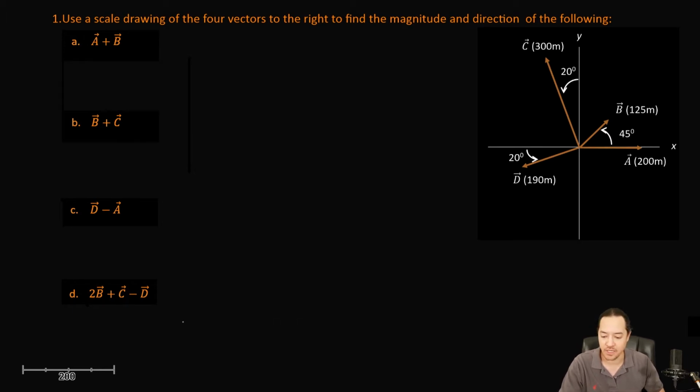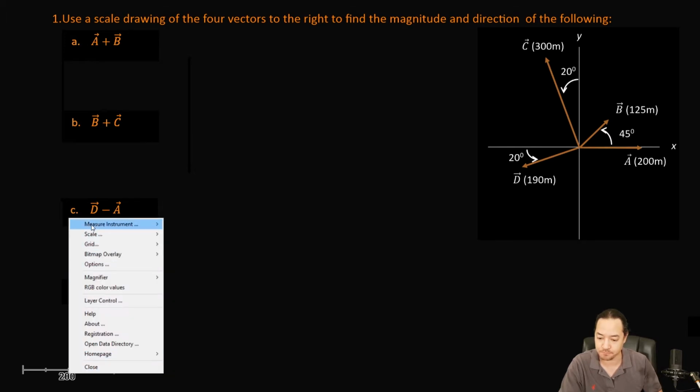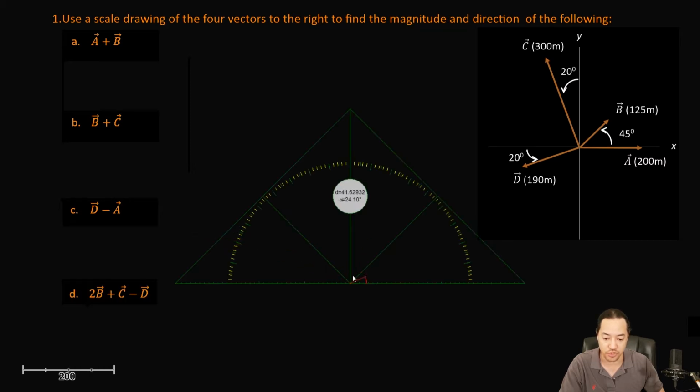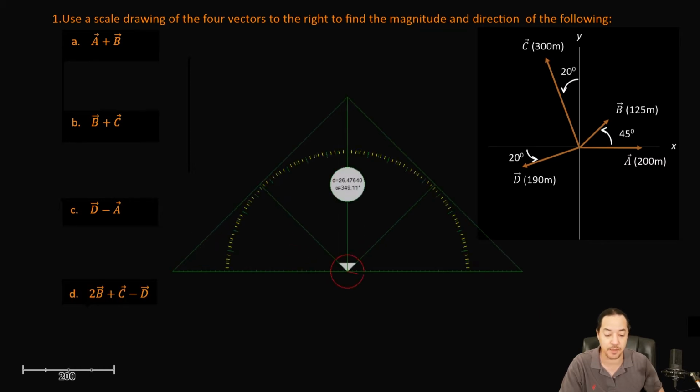Okay, so in order to do this, I am using an online ruler protractor tool here. It's called MB Ruler. And if you're using Windows, you can download this for free. And I'll put a link down in my description there as well.